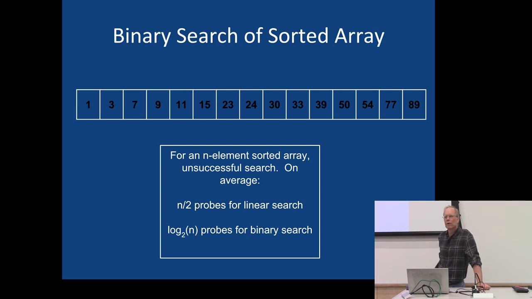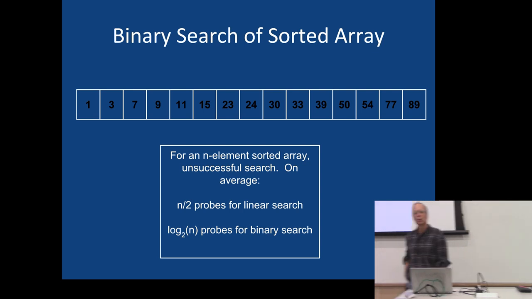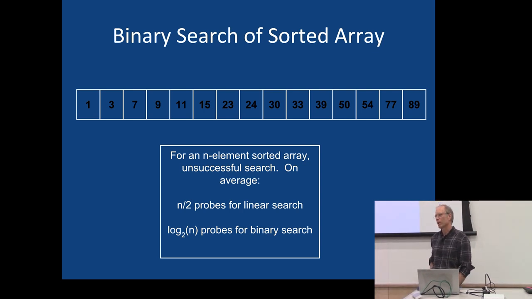And how many times can you divide the 10th power of 2 by 2 before you get 1? 10 times, right? So the thing to remember is that the log base 2 of 1,000 is about 10, and the log base 2 of a million is about 20, and the log base 2 of a billion is about 30.